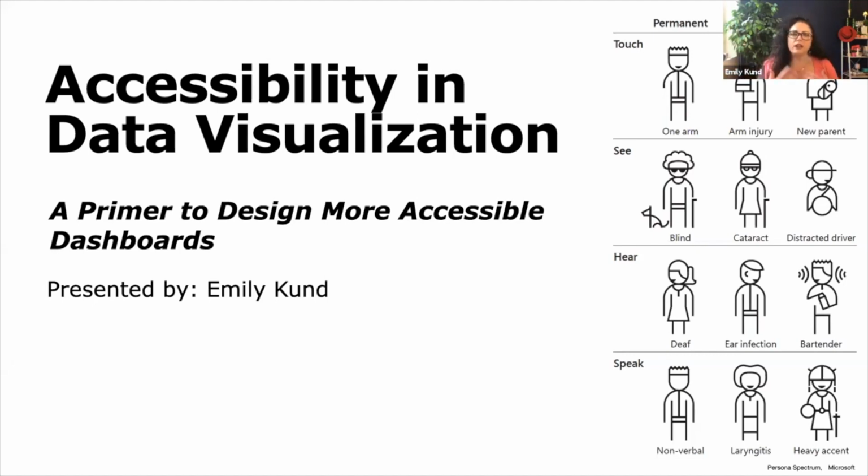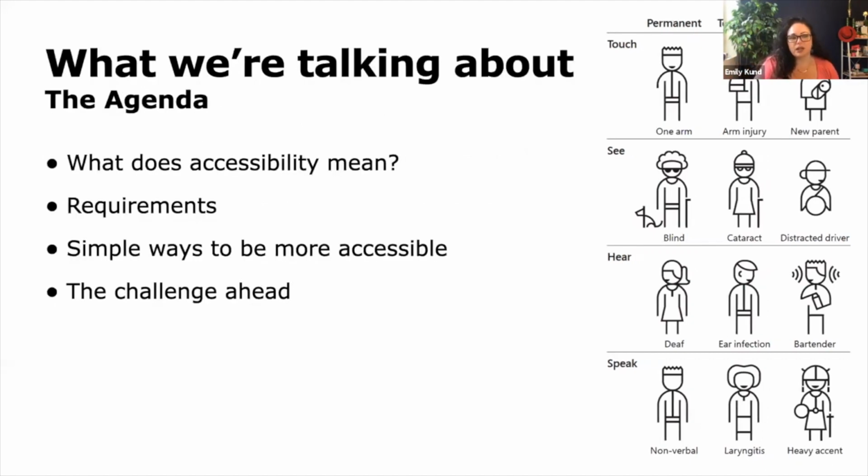And so when you're thinking about accessibility, it would be amazing if after this talk you considered that it's not just that permanence aspect, it can also be situational, and it's not just for color blindness or for blindness in general. So what we're going to be talking about is what accessibility is, some of the requirements, some simple, high-level ways to be more accessible, and also some challenges.